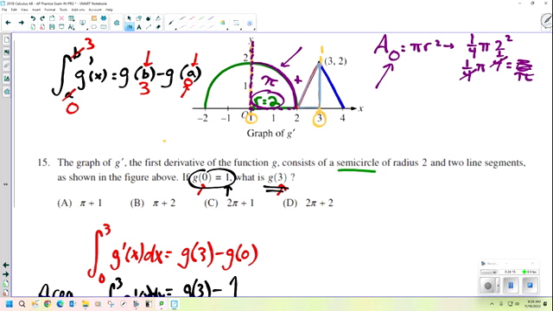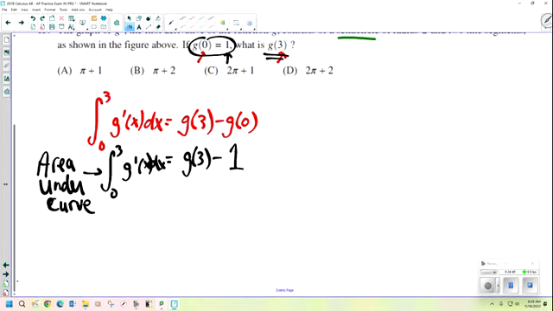The area of a triangle is 1/2 base times height. My base is 1 and my height is 2. 1/2 times 1 times 2. Well, the 2's cancel. That's just 1. All right, so the area of this is 1 and pi. I need to add those together. The area under the curve of all of this, which I'm trying to find for that integration, is pi plus 1.